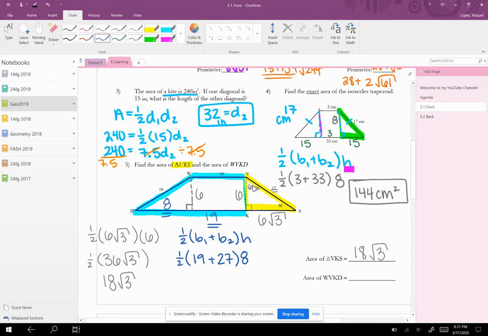Okay, from there follow order of operations. So I have 1/2, 19 plus 27 is 46 times 8. I like to do 46 times 8 first, and that's 368. Take half of 368, and our final area is going to be 184. Are there units on this one? I'm just going to write U for units squared. I'm going to go ahead and write that up here as well. U for units squared. All right, guys, let's go ahead and turn to the back.